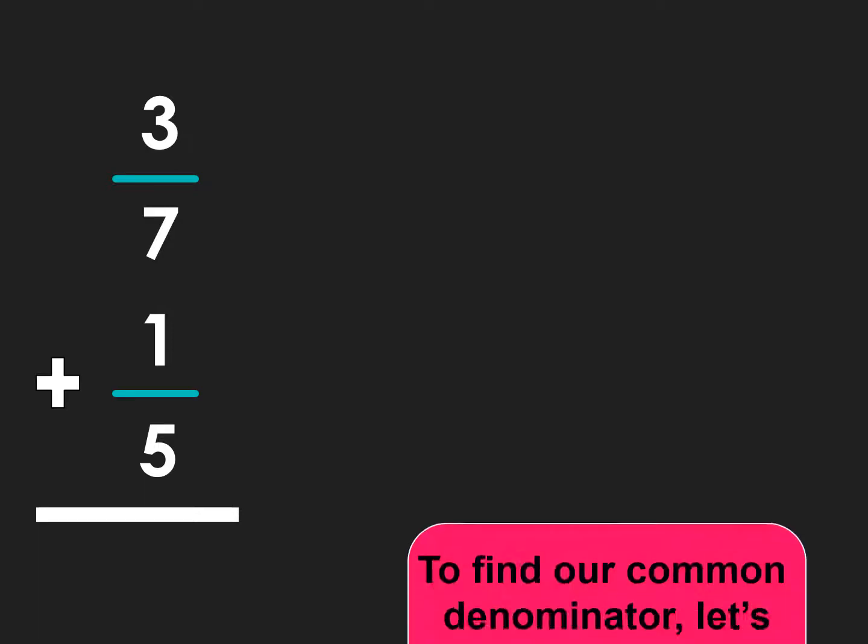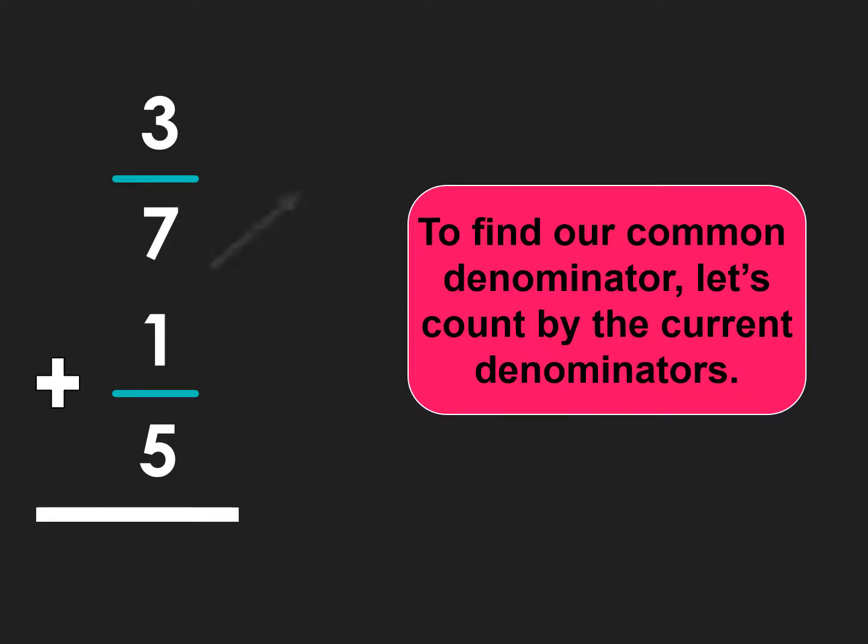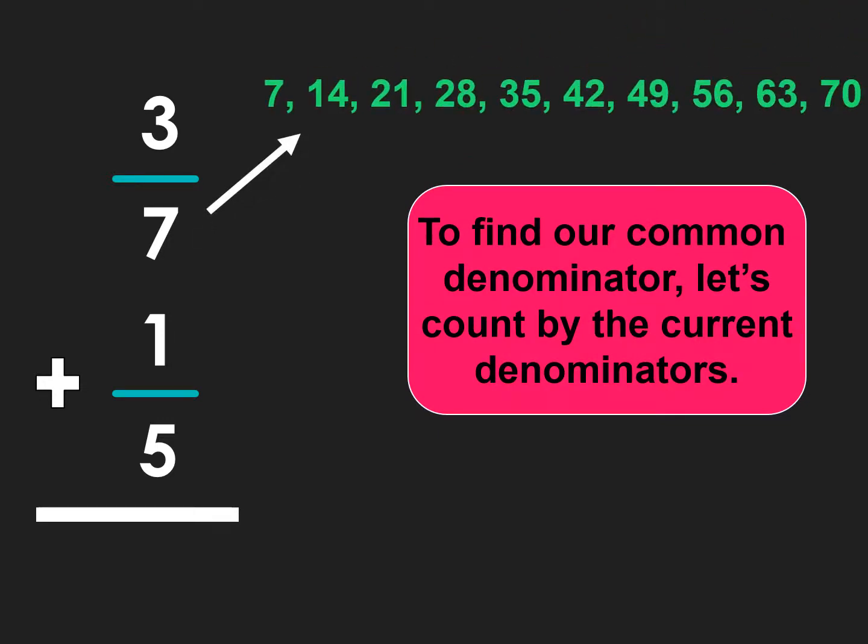Let's try another problem. 3/7 plus 1/5. Since these fractions have different denominators, we cannot add them just yet. We need to find a common denominator. Let's start by counting by sevens. 7, 14, 21, 28, 35, 42, 49, 56, 63, 70.